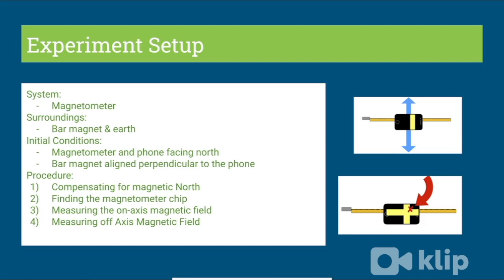Next, for our procedure, first we compensate for magnetic north by orienting the phone so that the magnetometer app has an x component of 0. And then second, we find the magnetometer chip by moving the phone up and down the x and y axes. And finally, I followed the procedure for the lab to collect the data for the on and off axis magnetic field at different distances.